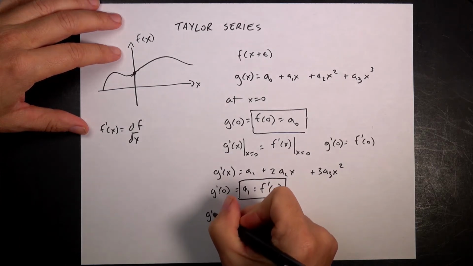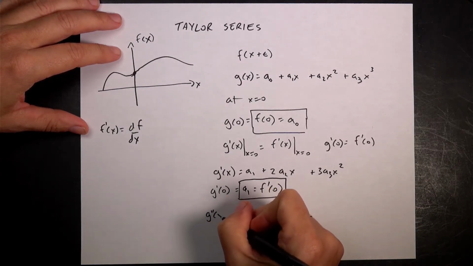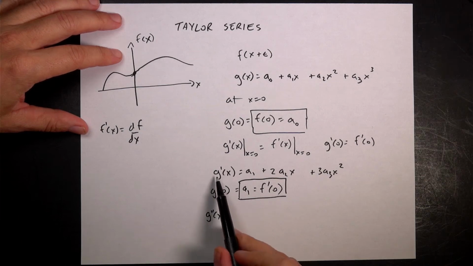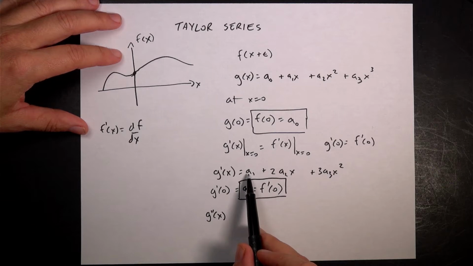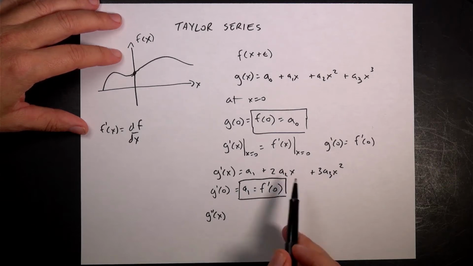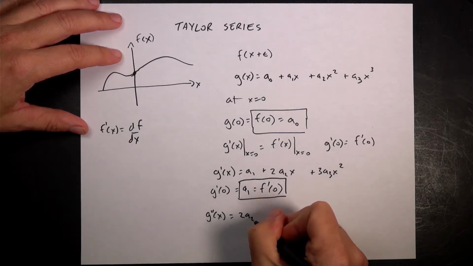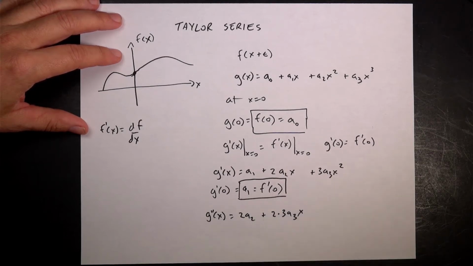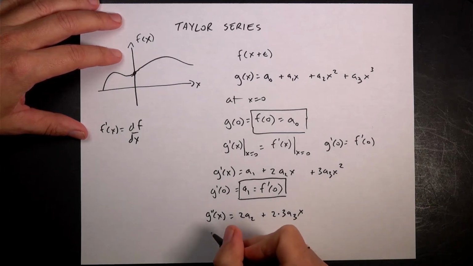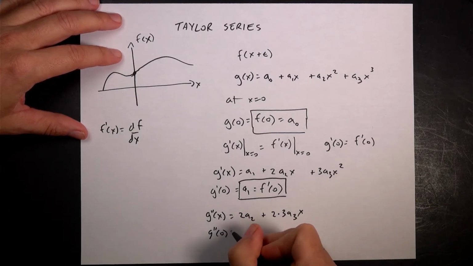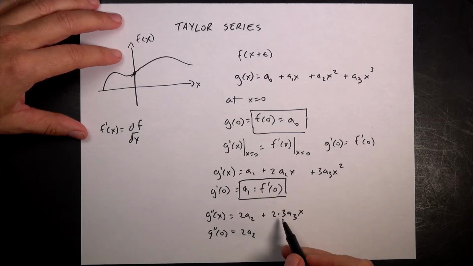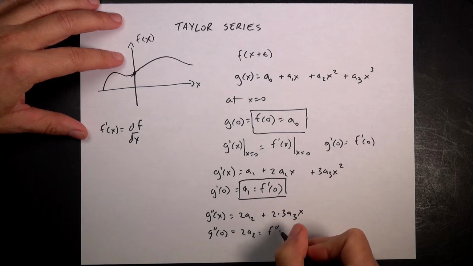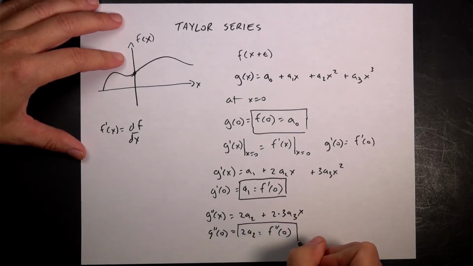Let's take the second derivative, g double prime of x. If I take the first derivative of g prime of x, I get a1 times 0, and then I get 2a2, and then plus 2 times 3 times a3 times x. If I put in g double prime of 0, I get 2a2. And then this is 0, right? Because I have x equal to 0. And that has to be equal to f double prime of 0. So that's good right there.